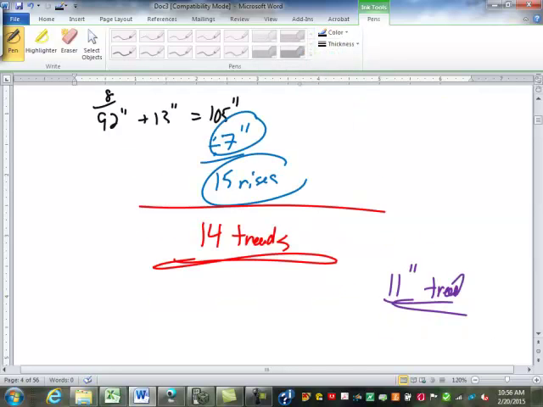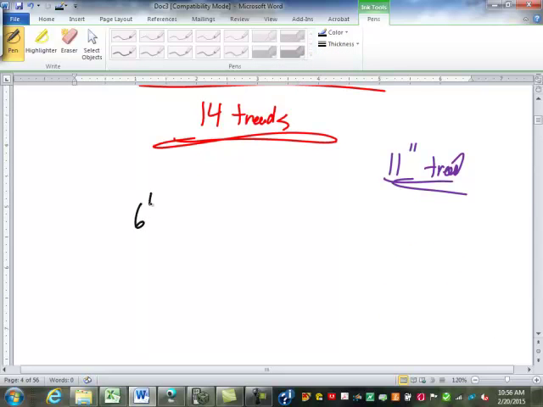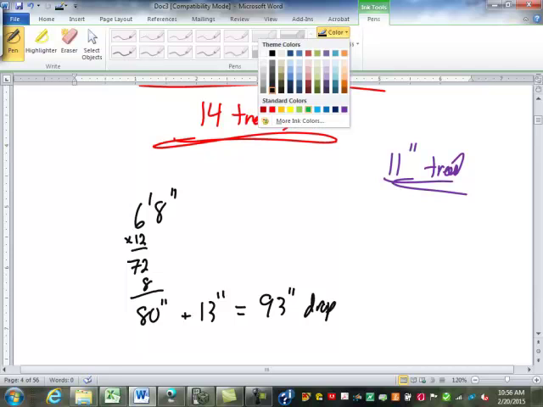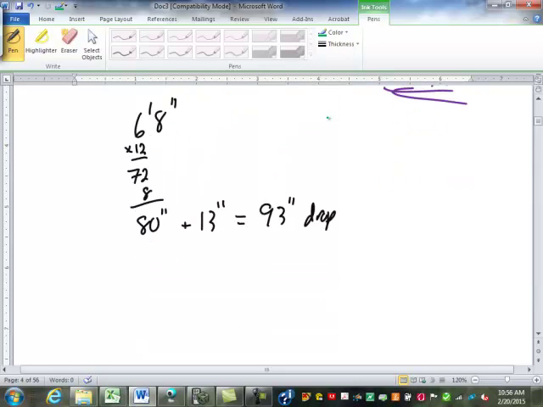But we want a minimum 6'8" head clearance. Well, 6'8", 6 times 12 is 72, plus 8 is 80 inches of head clearance. Plus, we still got to add in the 13 inches of floor thickness. We need 93 inches of drop to get to our head clearance. Each drop is how many inches? 7. We got a 7-inch riser. So 93 divided by 7 is 13 point what? 2857143. We'll round it off.